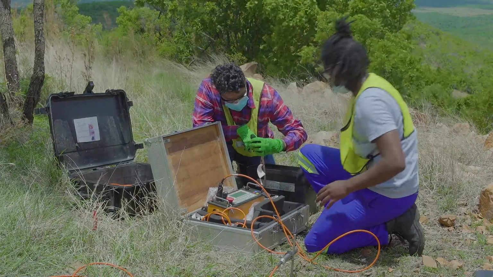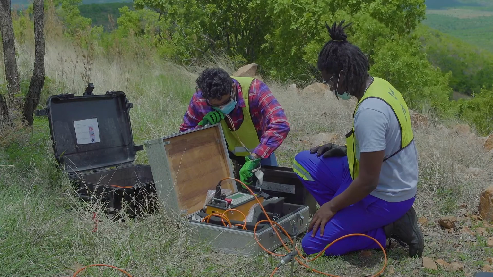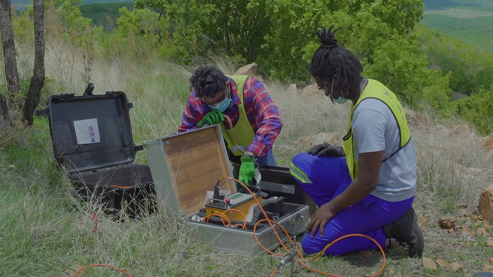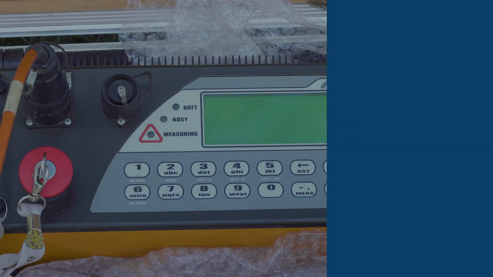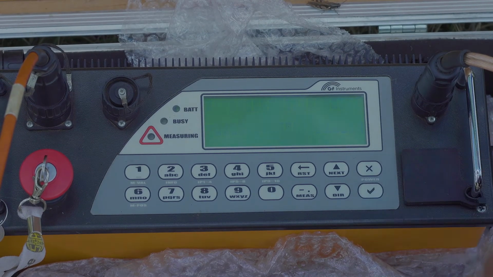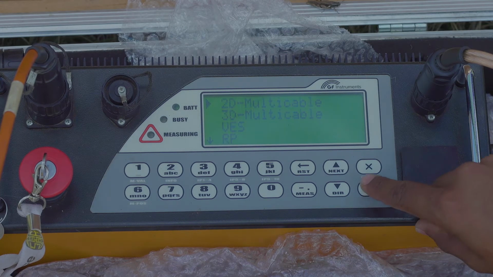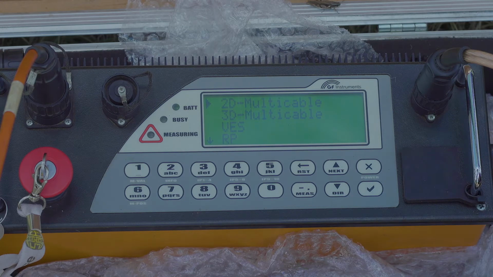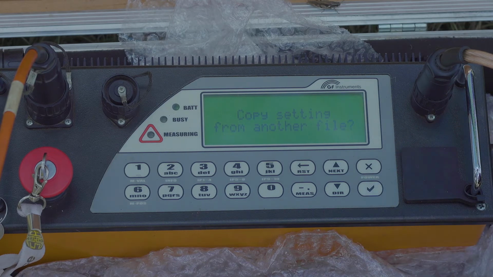This is then followed by the battery, which is connected to the AfricaArray meter box. To start our measurements, we first will switch the AfricaArray meter box on. We will then select the new measurement, and since our profile is a 2D profile, we will use 2D multi-cable.